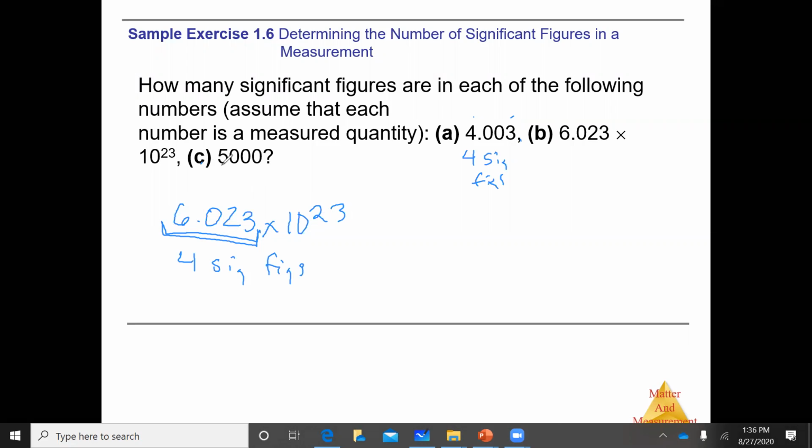C, that's a real guesstimated number, 5,000. So this is significant. Those zeros don't have any sort of significance to them. So we're gonna go with 1 sig fig. We don't like that. We like to avoid 1 sig figs as best we can. But that's just how it goes for this one.